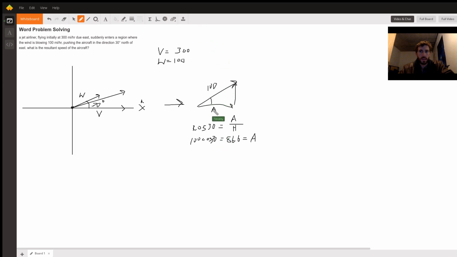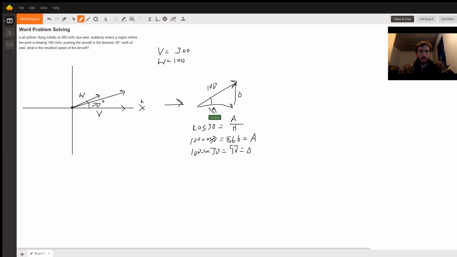And essentially, sorry, I looked at the recording button. So essentially what we're doing here is getting our next part, which is the opposite side. And to get the opposite side, you're going to go, of course, 100 sine 30. And this is going to equal 50, because the sine of 30 is 1/2. Now, can you finish from here?